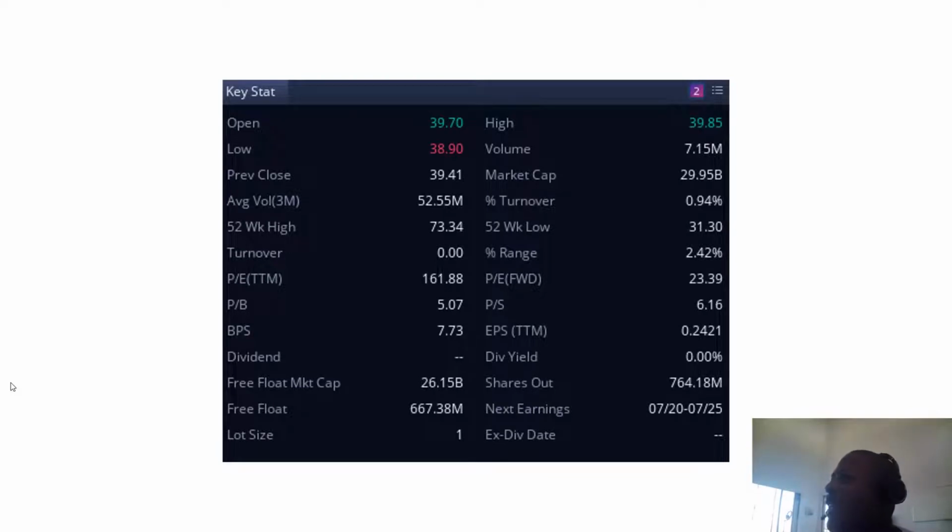But I think this was like Twitter. So yeah, it applies the same thing for large cap stocks. Look at here, shares outstanding, 764 million, free float, 667 million. So that difference there, probably owned by Elon Musk. No, I'm just kidding. But the difference there as far as the shares outstanding versus the free float available to trade for the public is like a million or so.